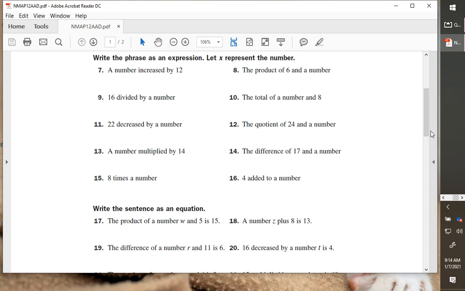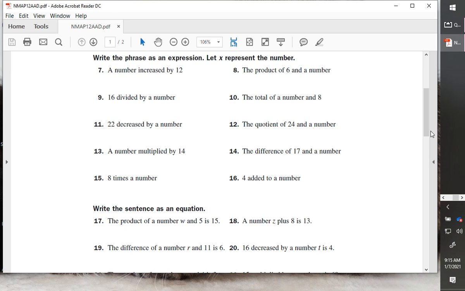Okay, do you see these questions? Write the phrase as an expression. Let X represent the number. Do we need to solve anything? Does it say evaluate? No, all we need to do is write these expressions that are written in phrase form as an algebraic expression. So for example, we'll just do one together, okay? A number multiplied by 14. This is question 13. A number multiplied by 14.